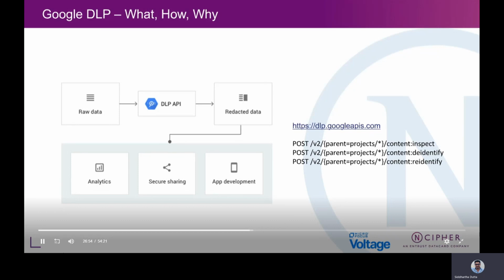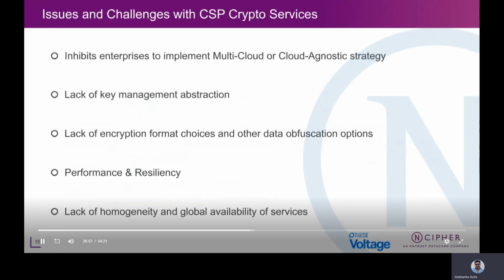So now let's take a look at some of the issues and challenges with them. First and foremost, these services are tied to the individual cloud services provider, so obviously they are not multi-cloud or cloud agnostic. If you are in AWS or in Azure, then these services are restricted within the confines of that particular cloud service that you're using. You can't just port over data and workloads from one cloud to the other and expect the keys and the crypto capabilities to just port over.